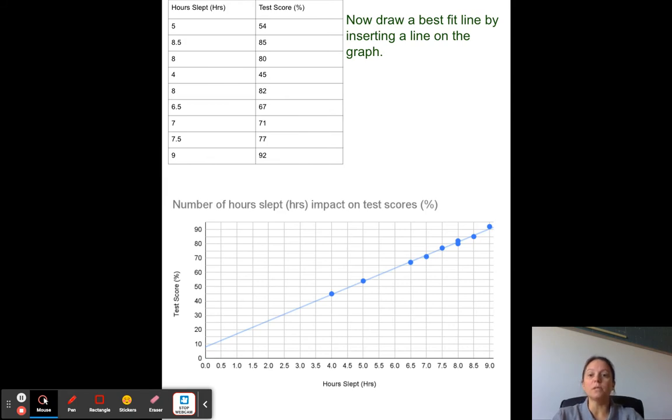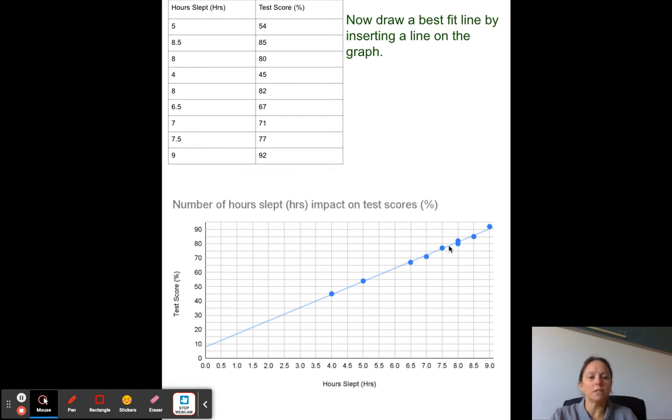If you notice, I have a title, the number of hours slept, impact on test scores. Notice right here I have my hours slept, and I've indicated I'm measuring that in hours. And then test scores, and notice I have that in percentages. So the next thing we need to do with this set of data is insert a trend line.